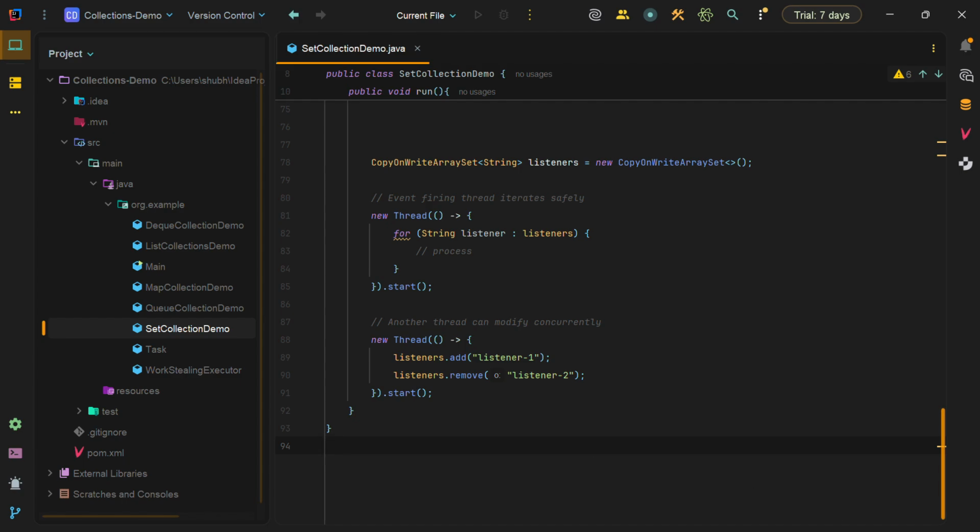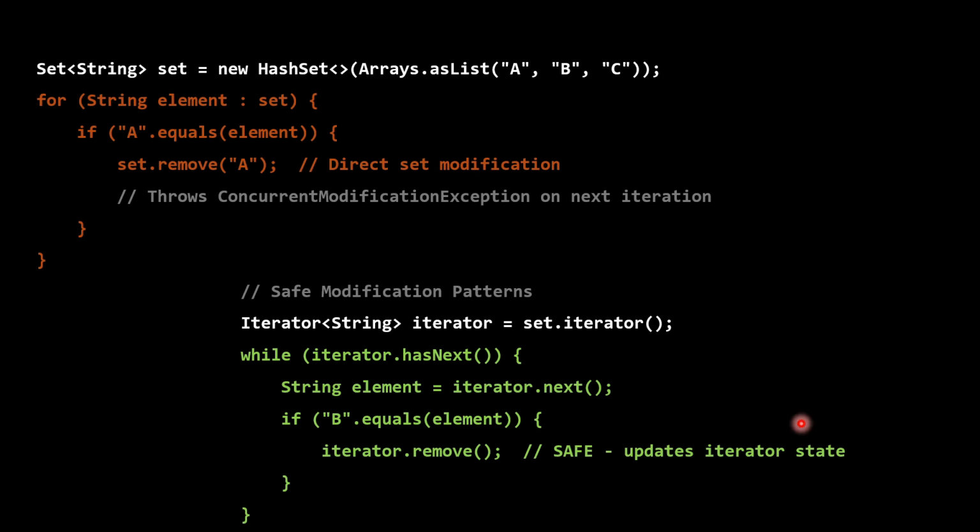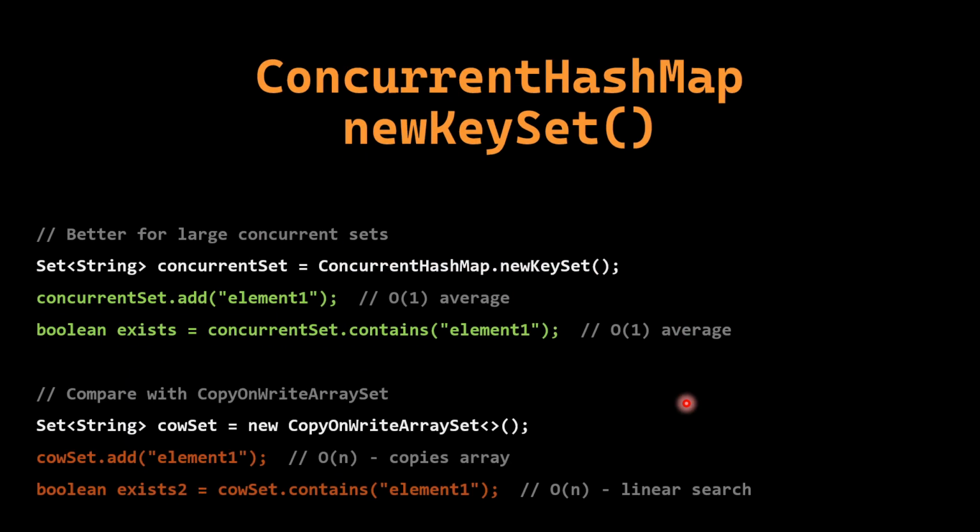However, we must consider an important alternative, that is ConcurrentHashMap.newKeySet. For many concurrent scenarios, the ConcurrentHashMap.newKeySet method provides a better alternative to CopyOnWriteArraySet. It creates a set backed by ConcurrentHashMap, offering O(1) average time for operations while maintaining thread safety. Isn't that a clear win?